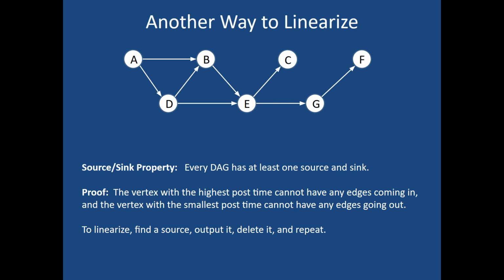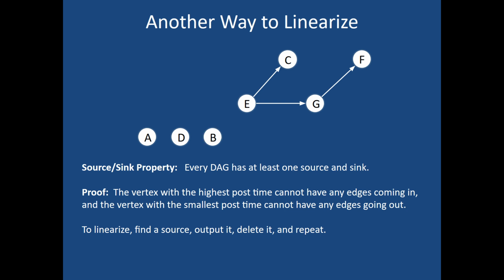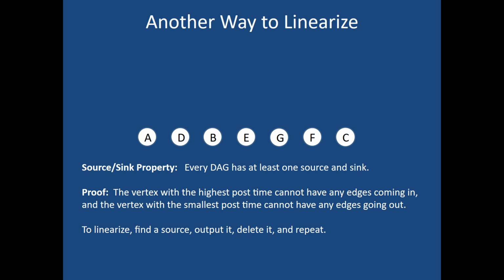Here's another way to topologically sort, and that is find a source, output it, delete it, and repeat. So what's a source here? How can you tell that A is a source? No edge is in. So get rid of it. Now what's a source? Now you've got two choices, C or G. They're both sources. Doesn't matter which you pick. Now there are two sources, C and F. So that's another way to do it.